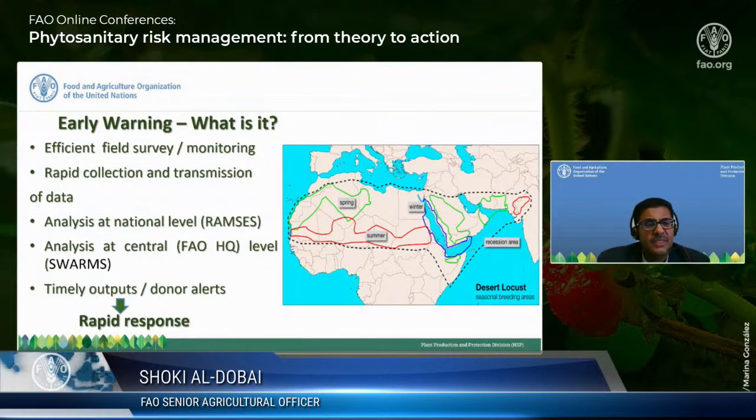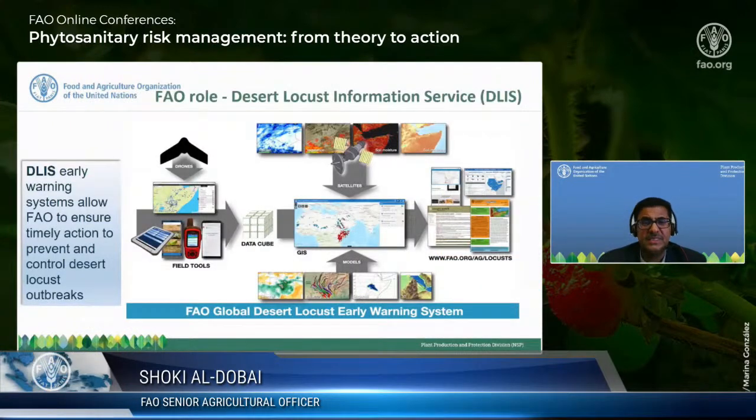So rapid collection and transmission of data are the key for having successful early warning in these countries. All this real-time information collection is supported by the systems that we developed, and we are running all these systems from the country level. Let's say we developed the field tools, as we call them.